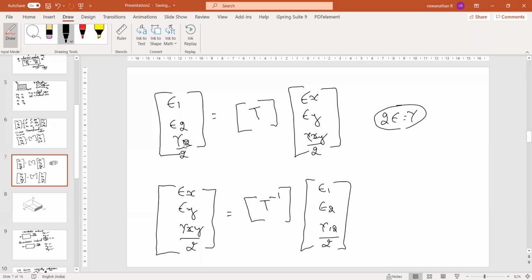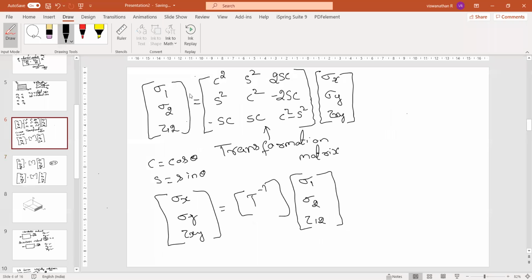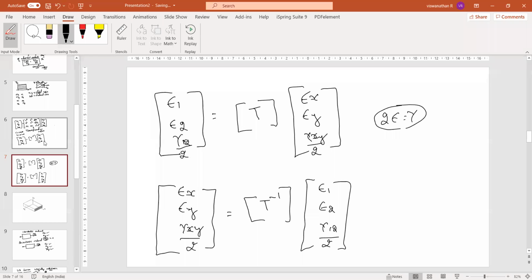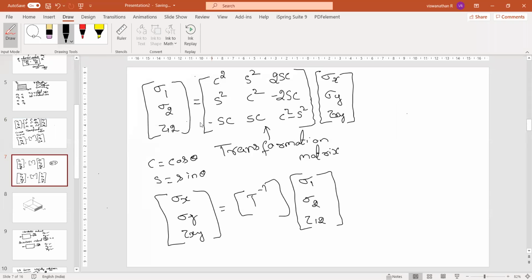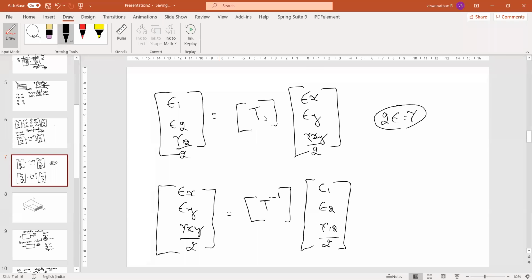You just need not worry too much. Here you have the stresses sigma 1, sigma 2, tau 12, and the transformation matrix with sigma x, sigma y, tau xy. So what will be the transformation matrix here for the strain? What will this be?